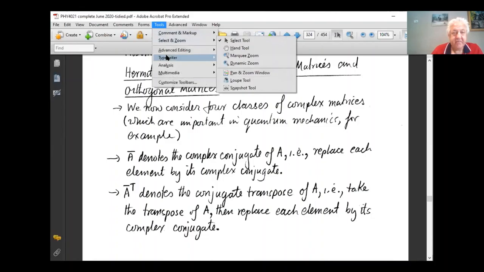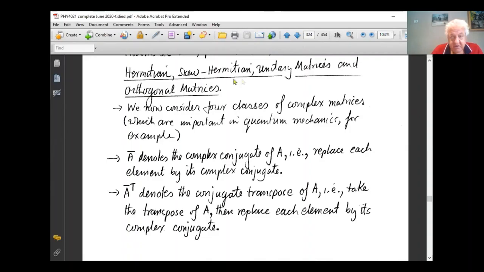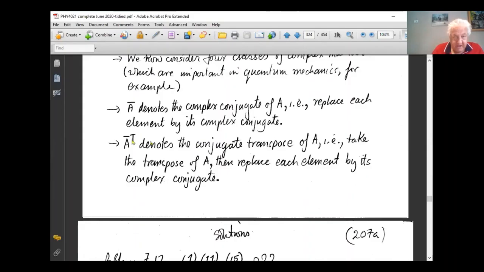Today we're going to consider Hermitian, skew Hermitian, unitary matrices, and orthogonal matrices. These are important definitions. We now consider four classes of complex matrices, which are important in quantum mechanics. The A bar denotes the complex conjugate of A, i.e., replace each element by its complex conjugate. A bar transpose denotes the conjugate transpose of A, i.e., take the transpose of A, then replace each element by its complex conjugate. Let's go to the whiteboard to emphasize those definitions.